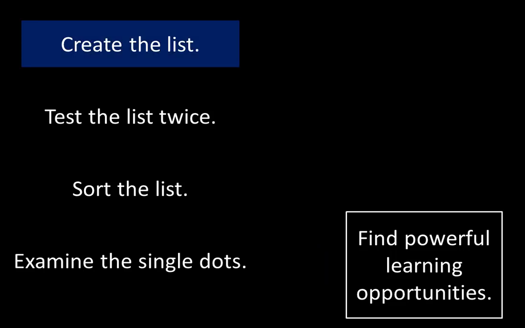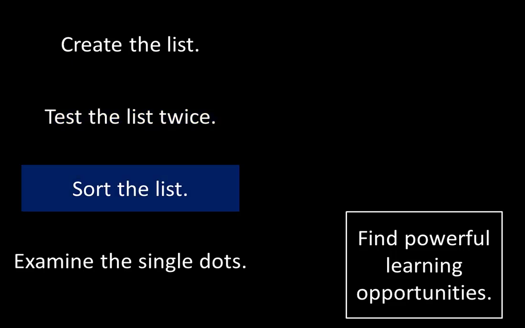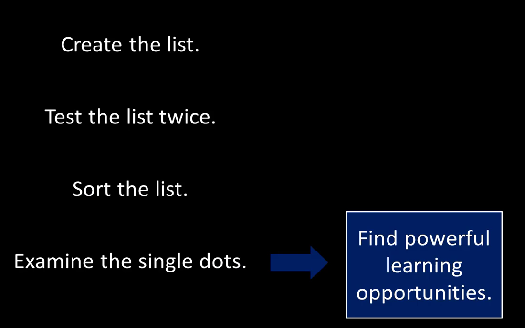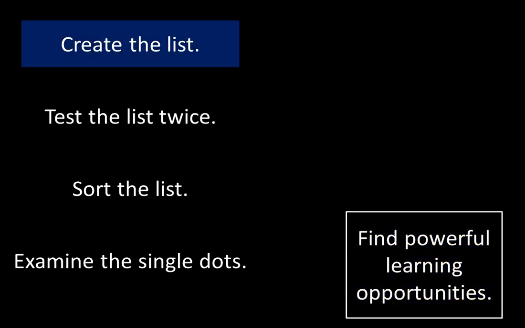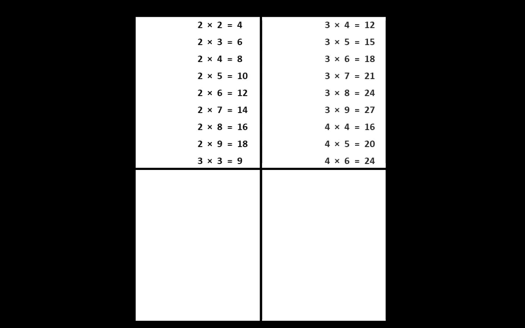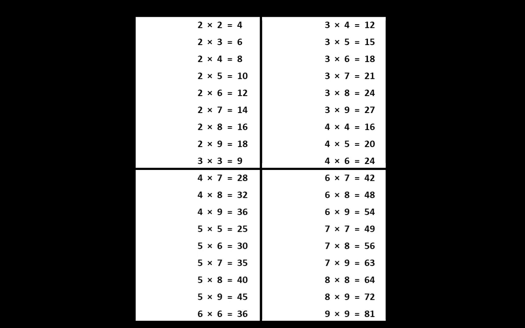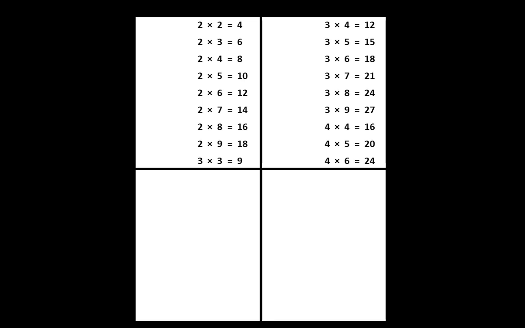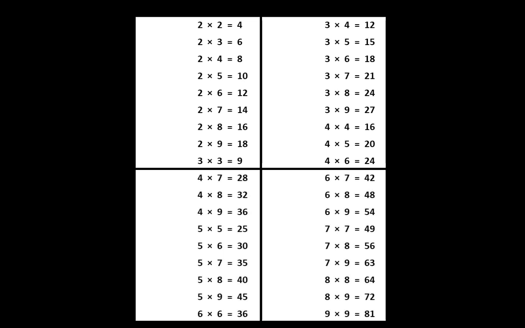In the next videos, you will test the list twice, sort the list, examine the single dots, so that you can find powerful learning opportunities. Let's create the first list. On your paper, draw a horizontal line through the center and draw a vertical line through the center. In a few minutes, when you finish, your paper will look like this. There will be 9 equations here, 9 more here, 9 equations here, and 9 more here.